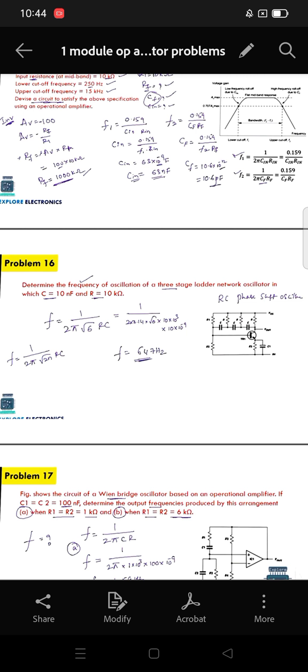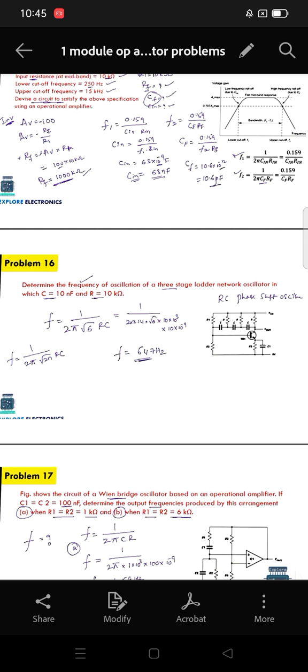Determine the frequency of oscillation of a three-stage ladder network oscillator in which C equals 10 nanofarad and R equals 10 kilo ohm. In the three-phase RC phase shift oscillator, what are all they have given? C equals 10 nanofarad and R equals 10 kilo ohm. These are the feedback circuit. R and C are connected to each other. Therefore, R equals R1 plus R2 plus R3 and C equals C1 plus C2 plus C3. Overall they have given the capacitor and resistor.